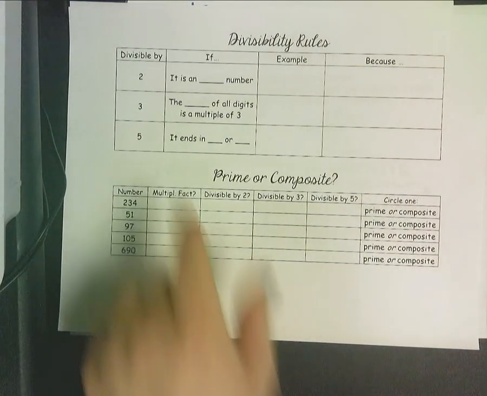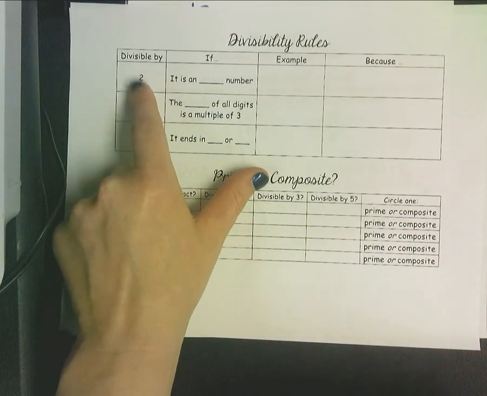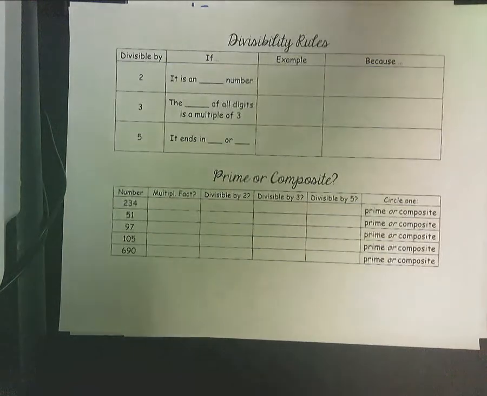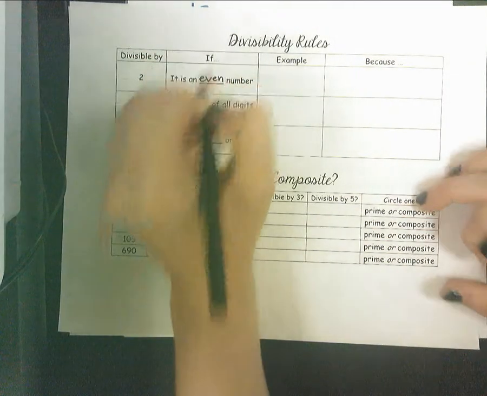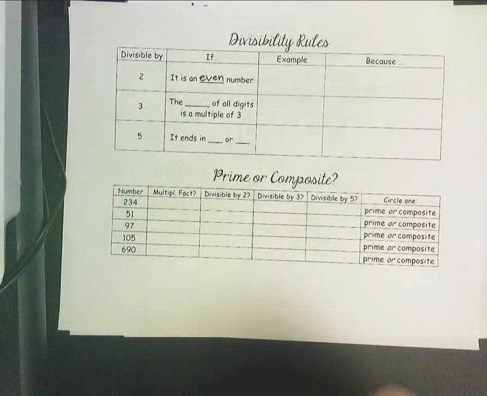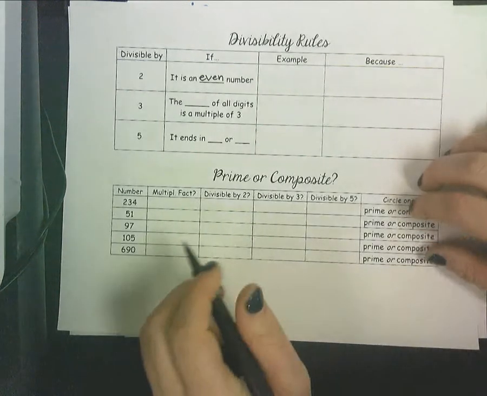So if a number is divisible by 2, it is an even number. Any even number is divisible by 2. So pause the video, write an example of an even number. I'm going to write one up here, and then you can come back.